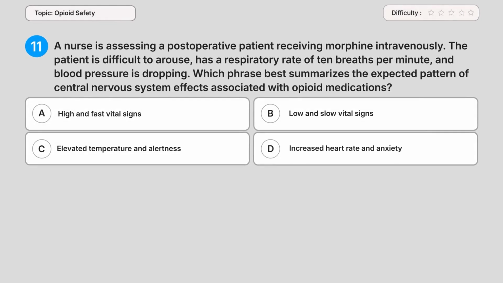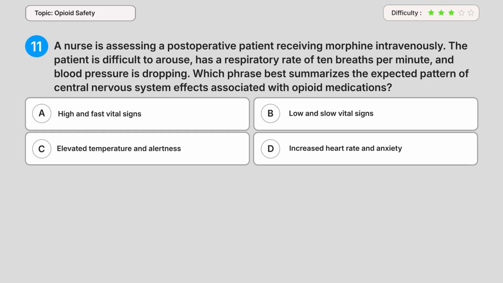11. A nurse is assessing a postoperative patient receiving morphine intravenously. The patient is difficult to arouse, has a respiratory rate of 10 breaths per minute, and blood pressure is dropping. Which phrase best summarizes the expected pattern of central nervous system effects associated with opioid medications?